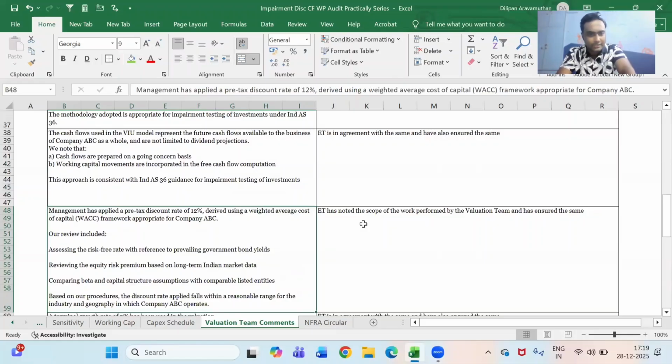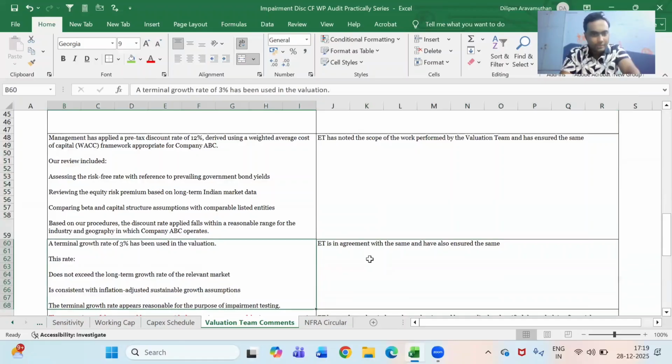Then, "the pre-tax discount rate is appropriate." They have concluded that it is appropriate. Then how did they conclude? They have seen the risk-free rate. They have reviewed the equity risk premium. They have compared the beta and capital structure with comparable entities. Then they have come to a conclusion that the discount rate applied falls within the reasonable range. Basically, what they would have done is taken the beta for other listed companies in a similar industry, taken the average beta of that, and ensured whether it is coming close to 0.85 or not, whatever we took in the computation.